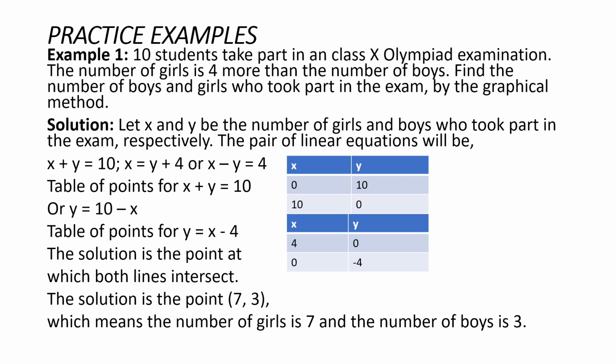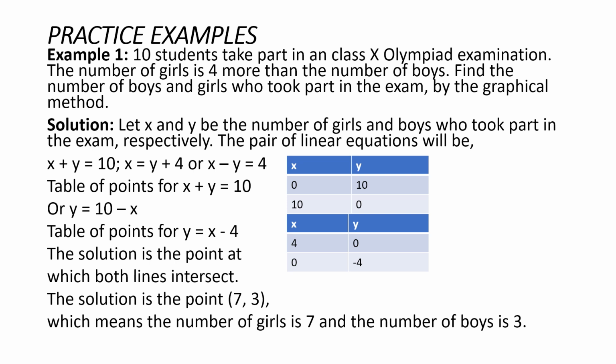Now the pair of linear equations will be, first of all, the total is 10. So x plus y is 10. Second equation: the number of girls, which is x, is 4 more than the number of boys. So x is equal to y plus 4, or x minus y is equal to 4.